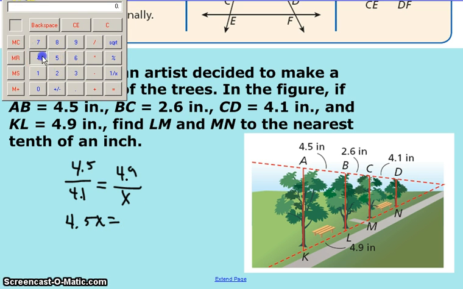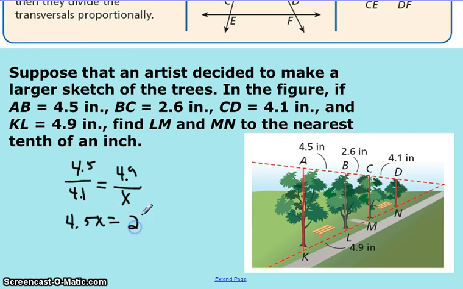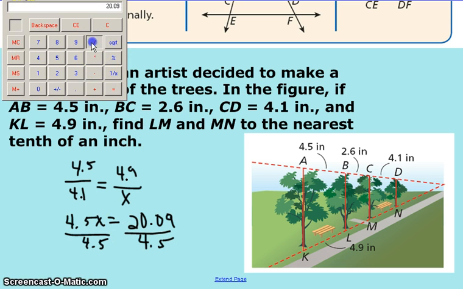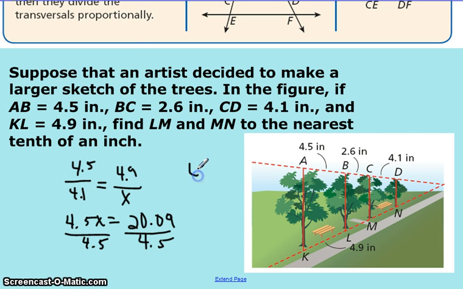So let's see, we got 4.1 times 4.9. We got 20.09. We got 4.5 over 4.5. And back to the old handy dandy calculator. Let's divide that by 4.5. And to the nearest tenth, we're going to have 4.5.